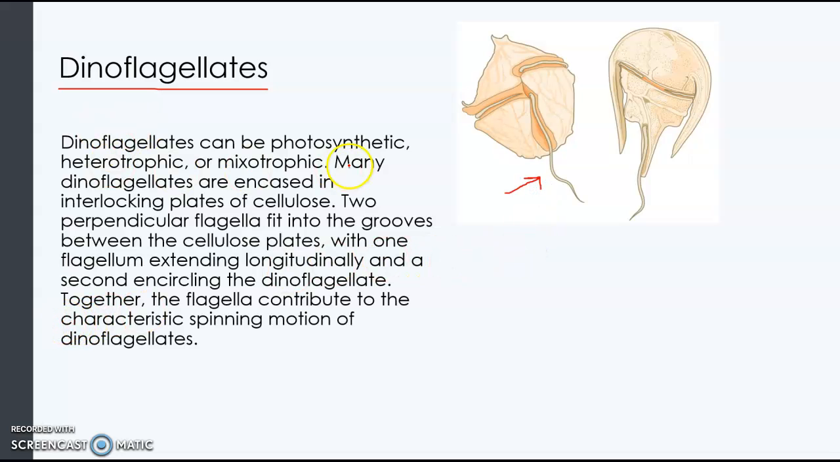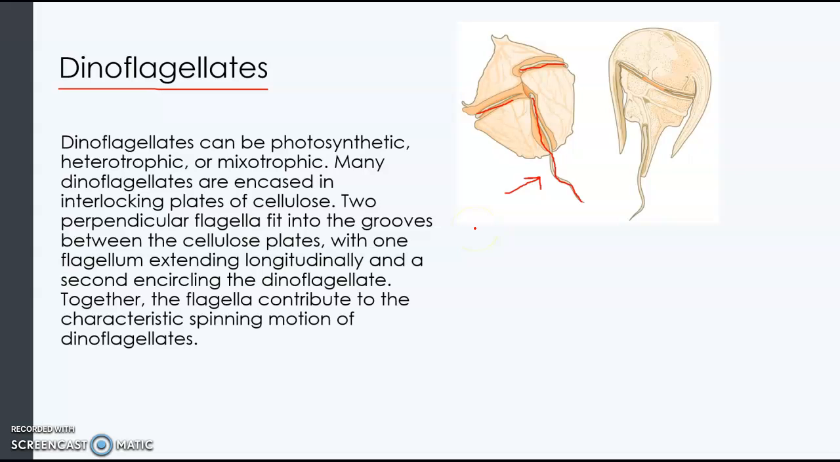It says dinoflagellates can be photosynthetic, heterotrophic, or mixotrophic, so all different types of metabolism. Many are encased in plates of cellulose. Cellulose is also found in plant cell walls. And then 2 flagella fit into the grooves between the cellulose plates, and then another flagella extends longitudinally. So here is 1, 2, 3. So I was right, it's 3 flagella. I thought so. And they spin. That's how they move, they spin.